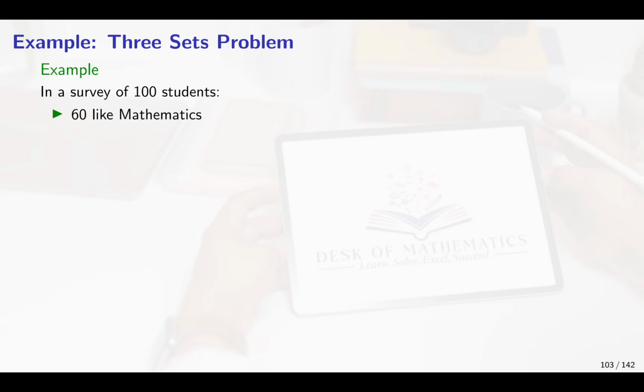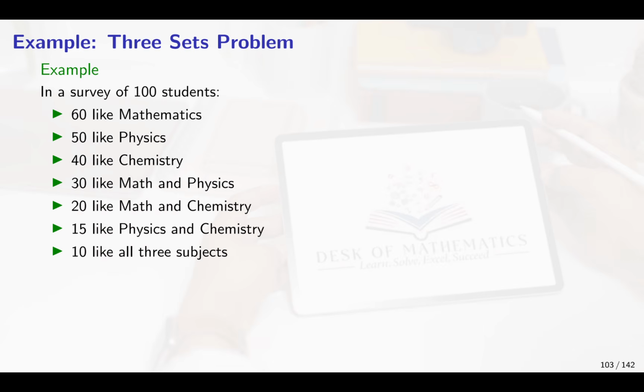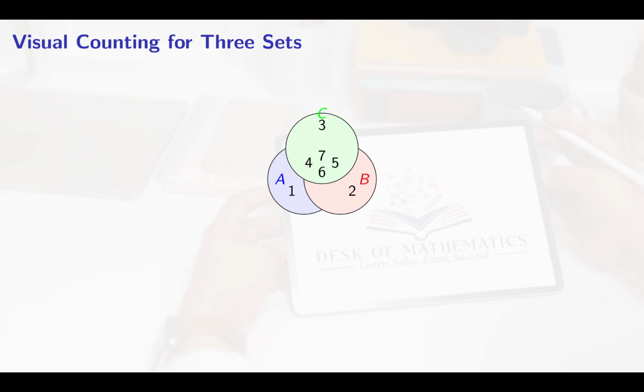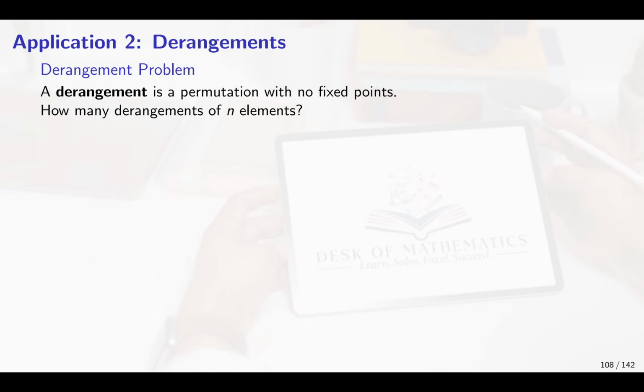In the exam you may have a question like this: in a survey 100 students are there, 60 like maths, 50 like physics, 4 like chemistry, 30 like both, 20 like maths and chemistry, 15 like physics and chemistry, 10 like all three. How many students like at least one subject? So you will follow it with maths, physics and chemistry, take the union, and you will get the answer. So these are the things that you should know how to solve.